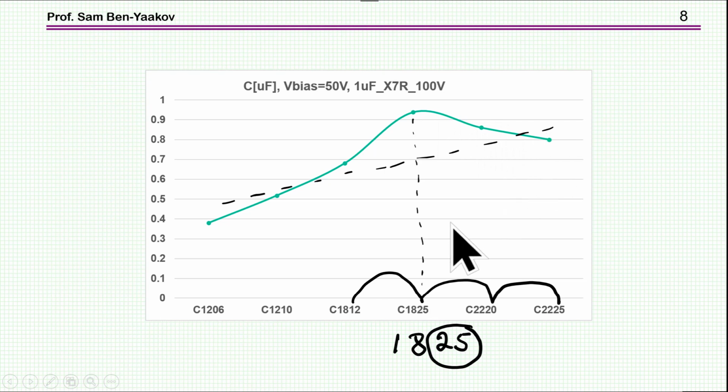Well, in this case, perhaps we can explain it in the following way. If you look at the packages, you see that in this case, the width is 25 mils as compared to 12 here and 20 here. So perhaps the fact that the width is larger makes it less sensitive to the voltage, so the drop in the capacitance is lower.